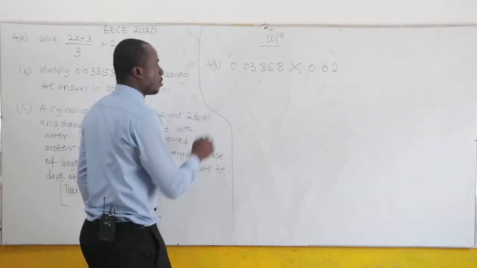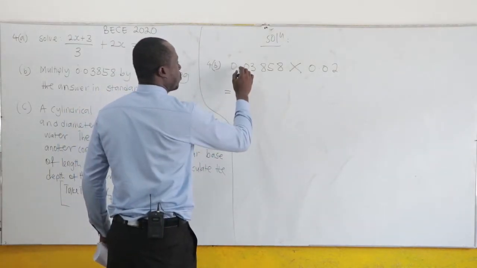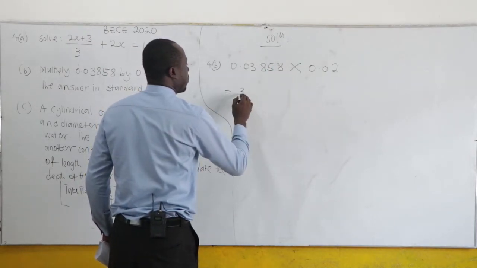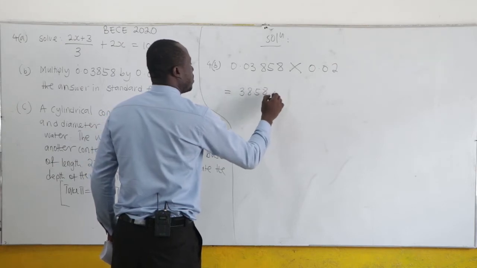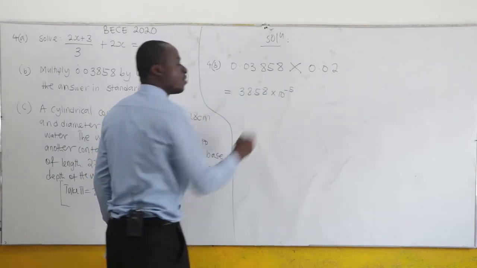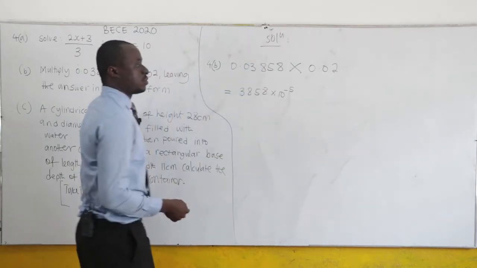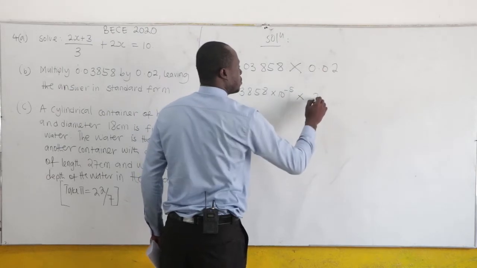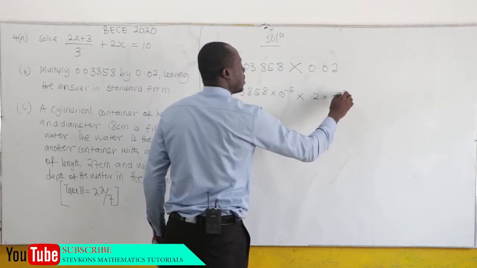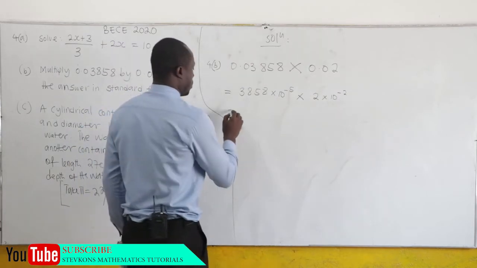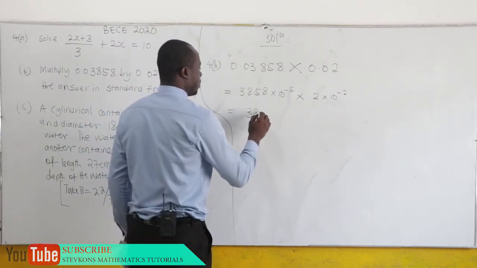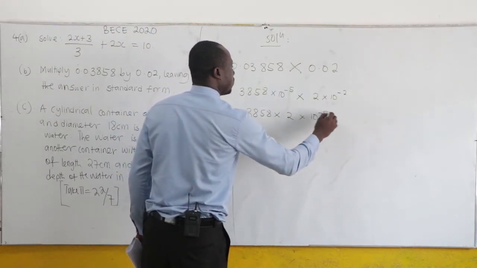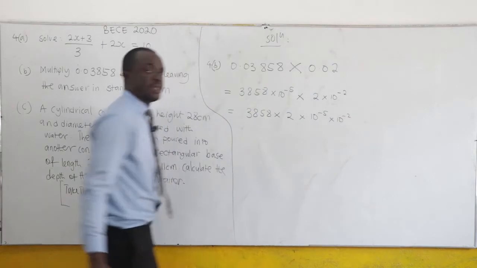So let's change this to a whole number. So we are here, so we are moving, that is 1, 2, 3, 4, 5. So we have 3.858 times 10 to the power negative 5. Why negative 5? Because we moved rightward. So we have another multiplication. Now let's move 1, 2. So that is 2 times 10 to the power negative 2. Now this is the same as 3.858 times 2 times 10 to the power negative 5 times 10 to the power negative 2.